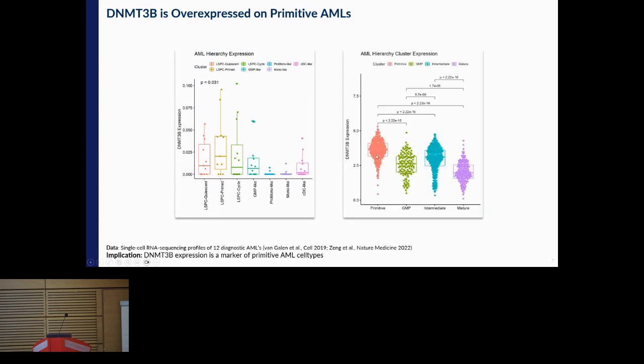Similarly, as we showed before, where patient hierarchies can be classified into those that are primitive, which are more stem cell driven, and those that are mature, which are more mature cell-like driven, we can look at the gene associations across these different types of hierarchies. And consistent with what we've been seeing so far, we see that DNMT3B, our gene of interest here, is overexpressed in those with a primitive or stem cell driven hierarchy.